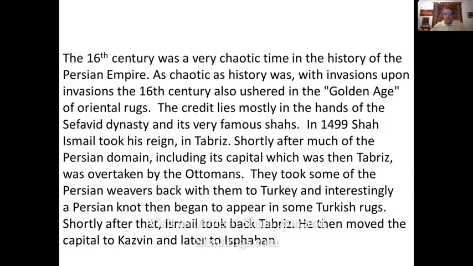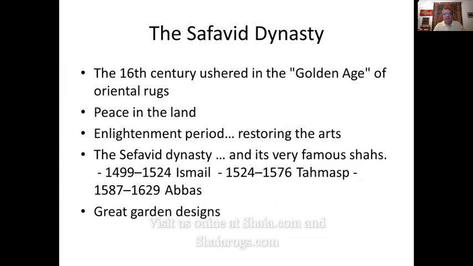However, in 1499, when he took reign in Tabriz, shortly after that, Persian domain was attacked again by the Ottomans, the Kurds, and even the capital was overtaken, and they had to move the capital, which was then in Tabriz. They took over, and they took some of the Persian weavers back to Turkey with them. And interestingly enough, the Persian knot actually showed up in some of the Turkish weaving, which we'll talk about knots in a week or two, and it doesn't really matter that much whether it's a Turkish knot or a Persian knot. But anyway, shortly after that, Ismail took back the capital of Tabriz, but then he moved the capital to Kazvin, and then later all the way inland to Isfahan. But the Safavid dynasty, there was peace in the land.